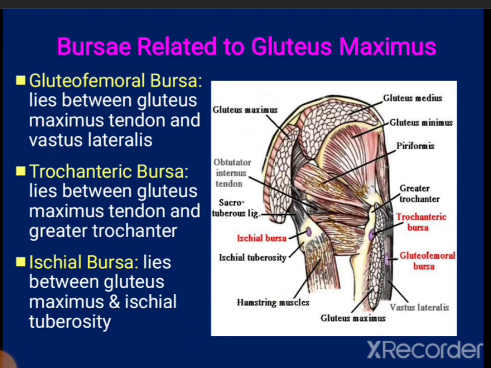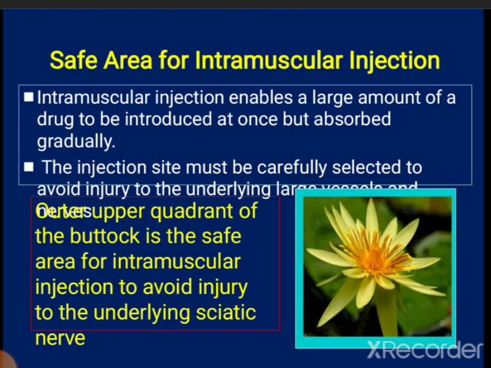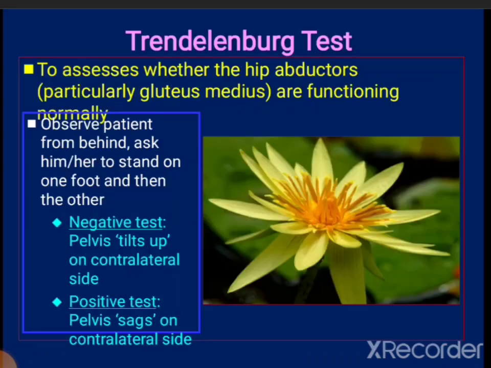Then the bursae around the gluteus maximus include the gluteofemoral bursa, which is lying between the gluteus maximus and the vastus lateralis. Trochanteric bursa lying between the gluteus maximus and the greater trochanter. Ischial bursa lies between the gluteus maximus and the ischial tuberosity. Then the safe area for intramuscular injection in the gluteal region is the outer upper quadrant of the buttock, because here there is minimal chance of injury to the sciatic nerve.